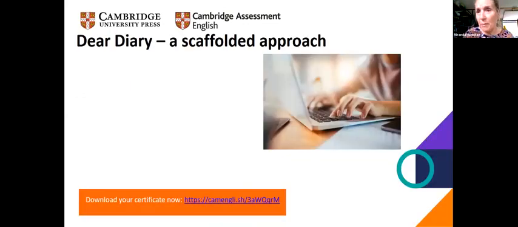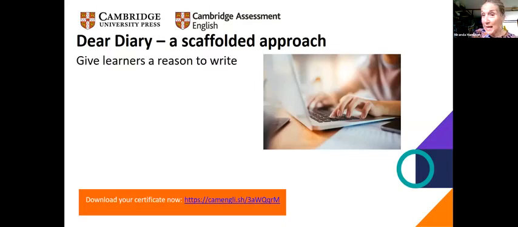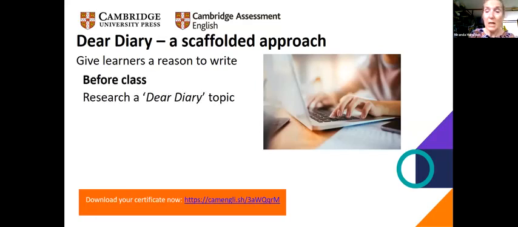So the approach I'm going to suggest, and an approach that I've tried very successfully with my learners in my classroom, is a scaffolded approach, giving learners the support they need so that they can write and practice their writing. And the approach is like this. We need to give learners a reason to write, something to write about. So before class, research a Dear Diary topic.